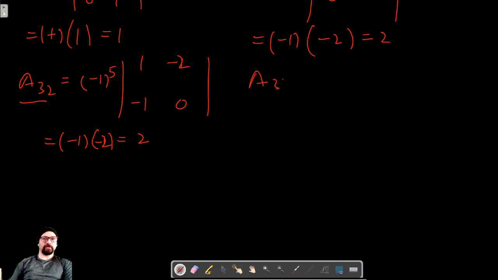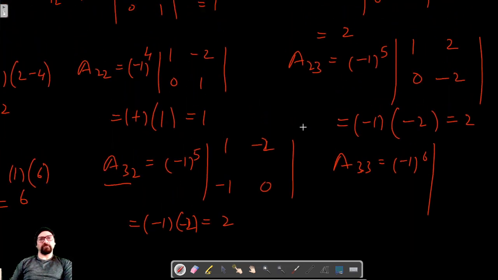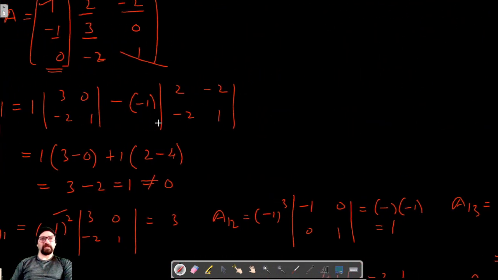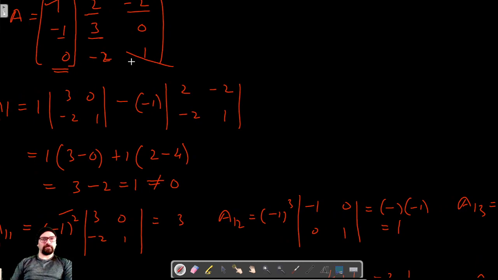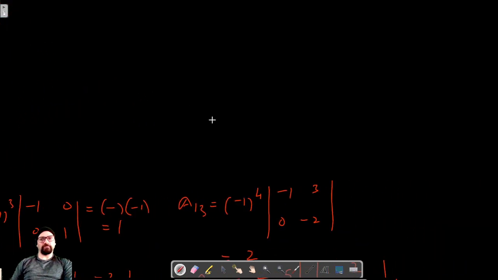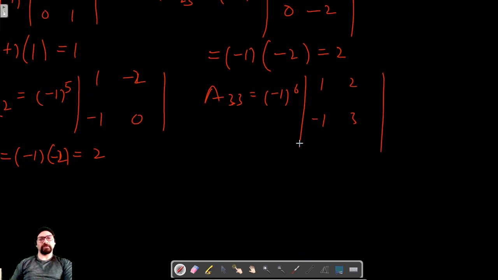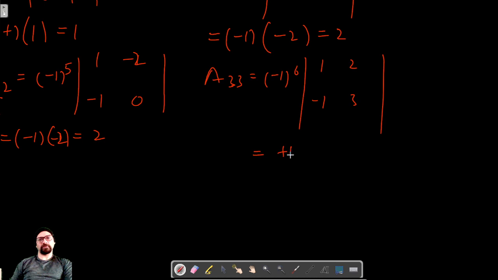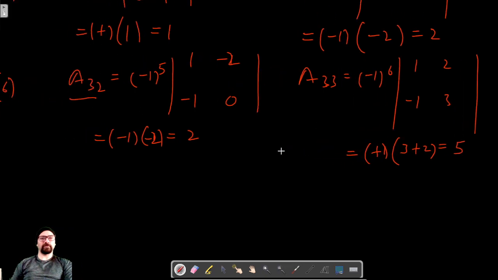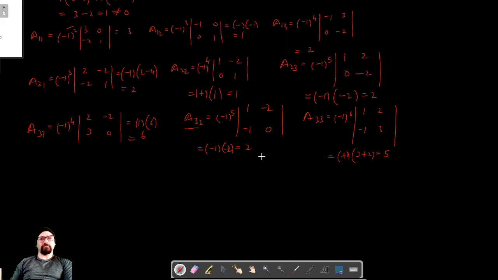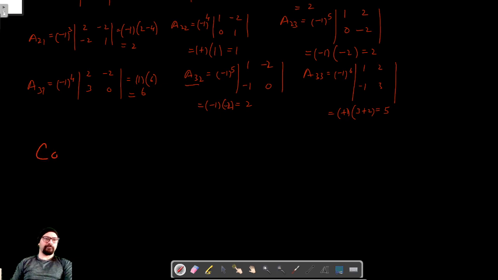Okay, and the last one, A33, which is negative 1 raised to the power 6. So remove the third row and third column: 1, 2, negative 1, 3, which gives us plus. So it's 3 plus 2, which is equal to 5. So let's write down our cofactor matrix.